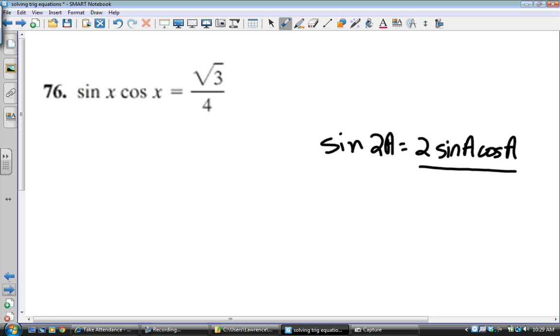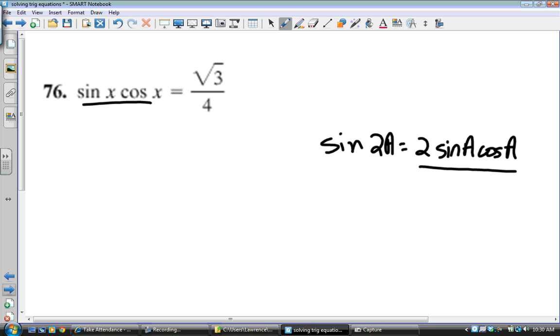Now, what do you have there that's really close? You have sine x, cosine x there. But what's missing? The 2. Okay? So, how can I make a 2 just appear right there? Can I just multiply it by 2? I can do that as long as I do what? Both sides.